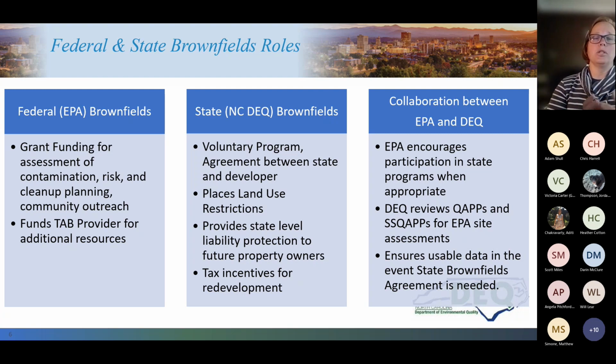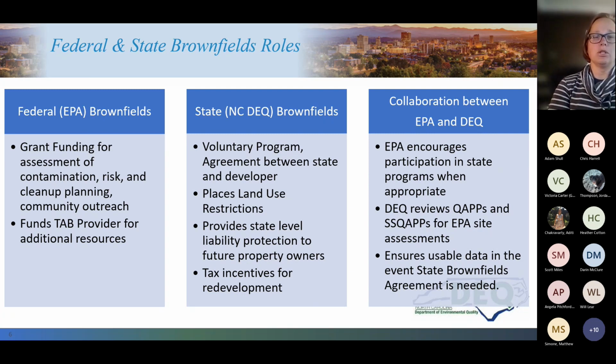And what this does is help ensure that the data that you collect with your federal EPA dollars, even if they're not ours, like I said, are usable data in the event you opt to go into a state brownfields agreement. EPA encourages that, and so do we. We certainly encourage going through the state program when it's appropriate.